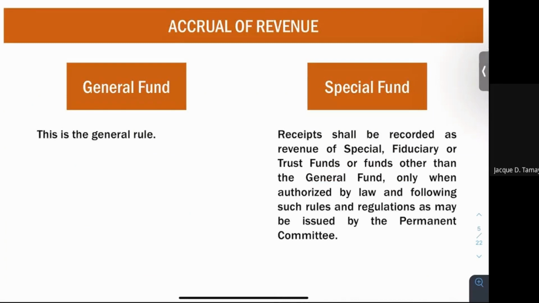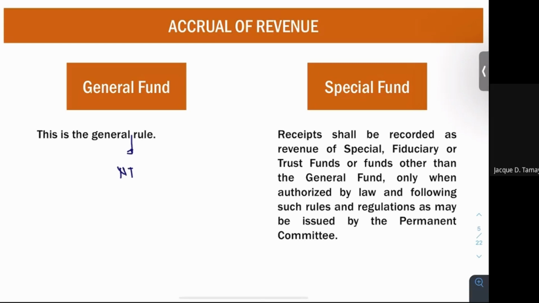Now let's talk about your accrual of revenue. So how do we accrue your revenue, or where do we place your revenue? We place your revenue to the general fund. That's the general rule. So unless otherwise specified by law or regulation, all revenue accruing to the department offices will be placed to the general fund. The general fund is placed in the National Treasury.